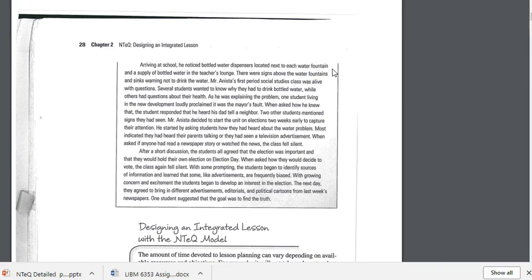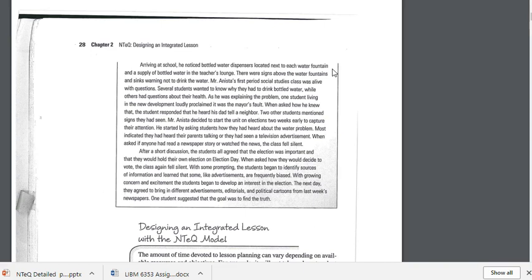Mr. Anista's first period social studies class was alive with questions. Several students wanted to know why they had to drink bottled water, while others had questions about their health. As he was explaining the problems, one student living in the new development loudly proclaimed it was the mayor's fault. When asked how he knew that, the student responded that he heard his dad tell a neighbor. 2 other students mentioned signs they had seen. Mr. Anista decided to start the unit on elections 2 weeks early to capture their attention.